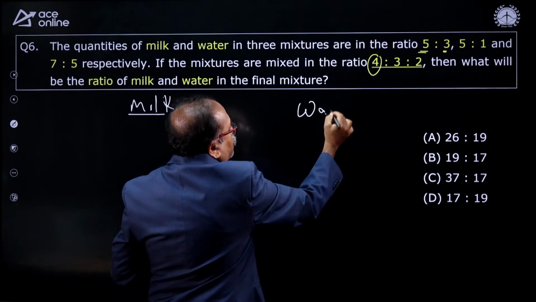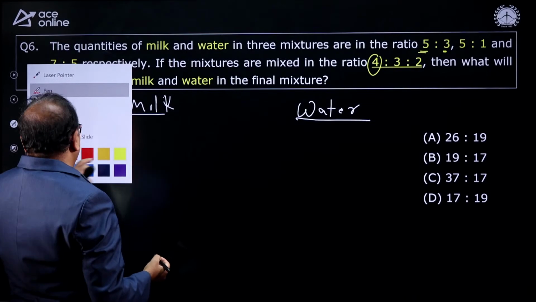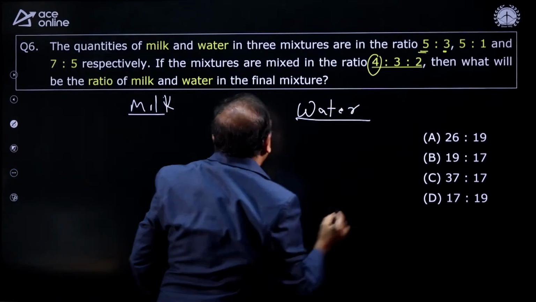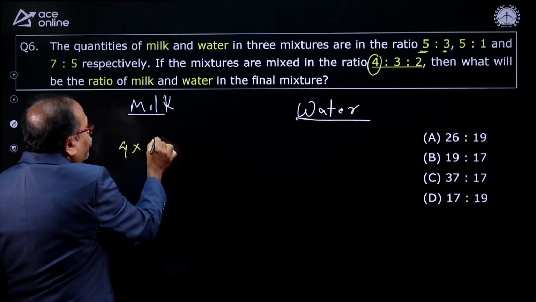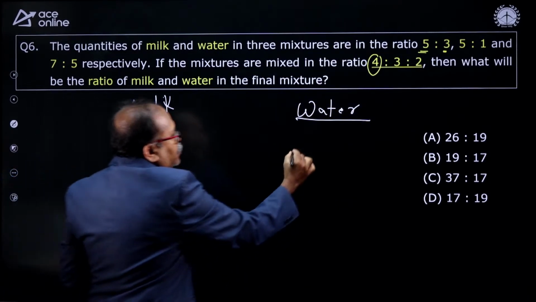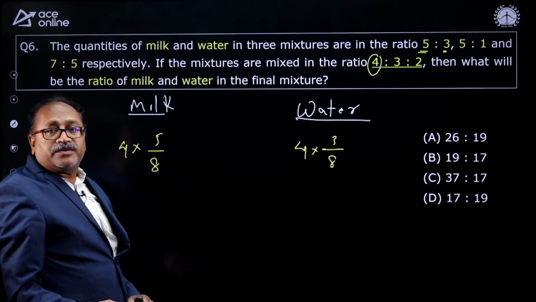I will write down the water over here, Sai, Aman, Anusha. Okay, so how do I get this one? Initially we have these 4 parts. Out of 4 parts, how much is the milk? The milk is 5 out of 8, so 5/8. So how much is water? 3 part out of 8 part.